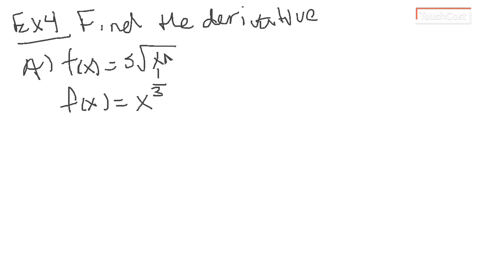Now we can use the power rule when we're trying to find the derivative of this. What we're going to do to find f prime is we're going to take our power, which in this case is 1/3. We're going to write that in front of our x, and then we're going to subtract 1 from 1/3. Now 1 less than 1/3 is negative 2/3.